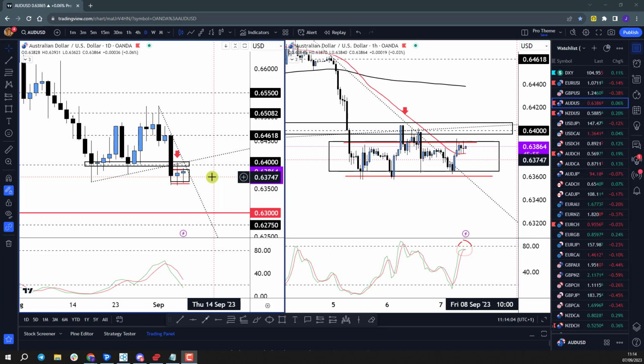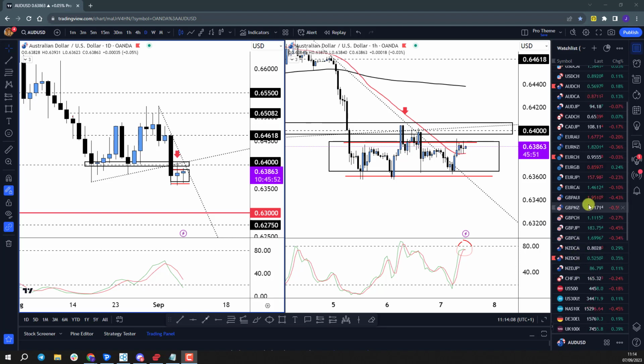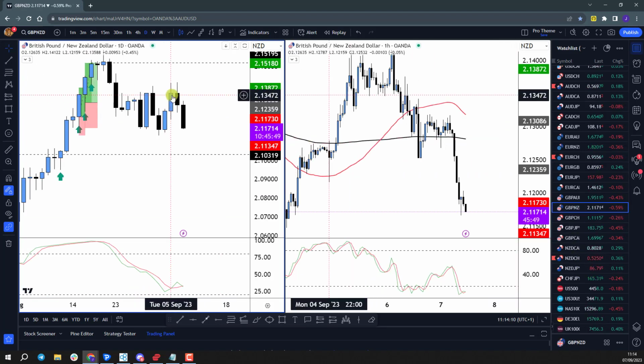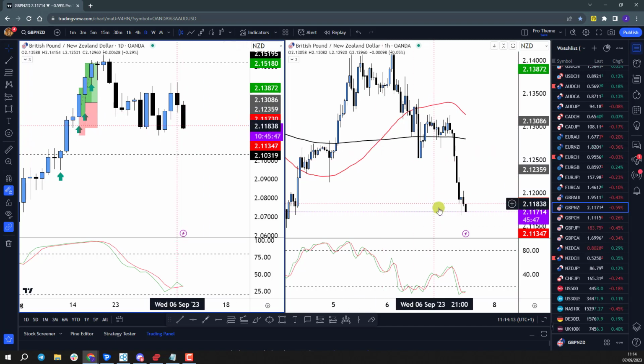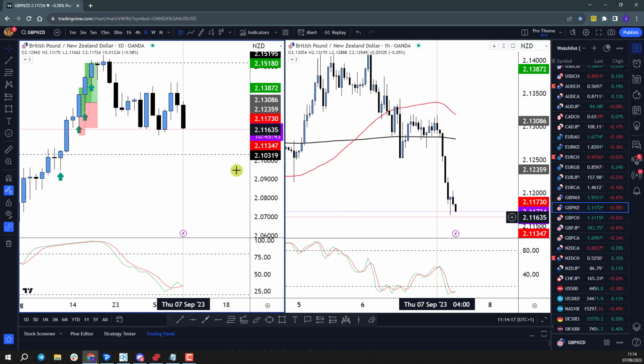It's in the Kiwi at the moment. Kiwi's becoming a bit stronger as well. If we look at pound Kiwi, for instance, very bearish at this current moment in time. It is coming into support, but very, very bearish at this moment. So we'll see how that daily closes as well. See if the Kiwi comes back as a stronger currency.